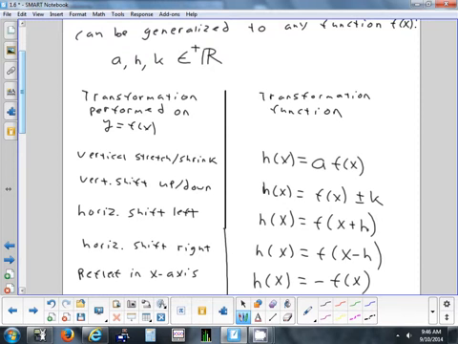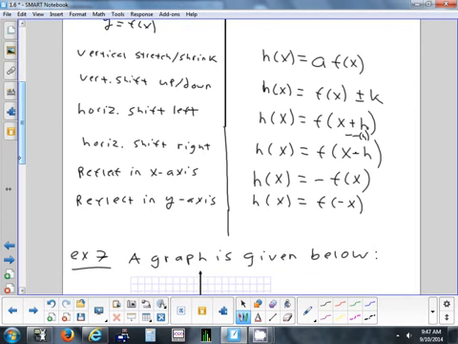Okay, so my hint to not get confused about that is cover up the minus sign and look at what comes after it. If it's positive, it shifts right. Here you'd have to think of it as minus a minus h. Cover up the minus sign, that's a negative h. It shifts left. So adding or subtracting inside moves it left and right.